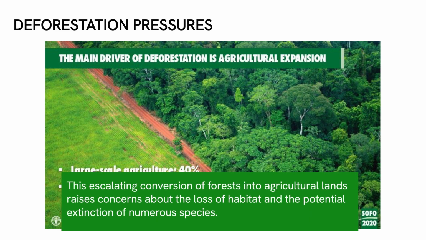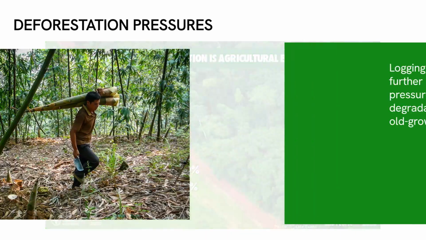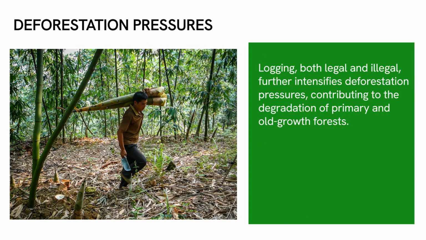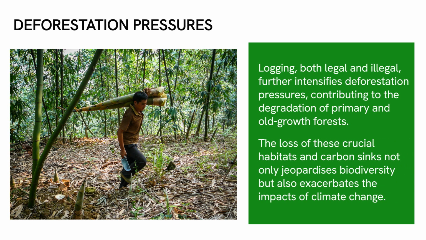This escalating conversion of forests into agricultural lands raises concerns about the loss of habitat and the potential extinction of numerous species. Logging, both legal and illegal, further intensifies deforestation pressures, contributing to the degradation of primary and old-growth forests. Real-time data and analysis from the Global Forest Watch, an initiative by the World Resources Institute, highlight the ongoing challenges associated with monitoring and regulating logging activities globally. The loss of these crucial habitats and carbon sinks not only jeopardizes biodiversity but also exacerbates the impacts of climate change.